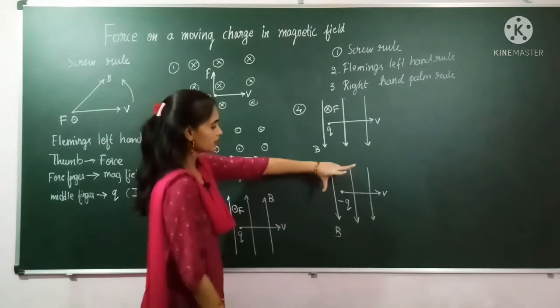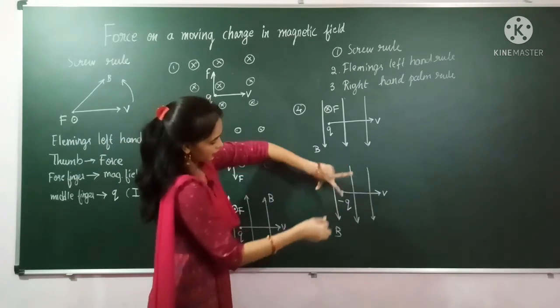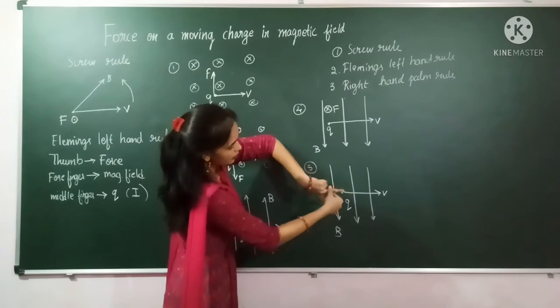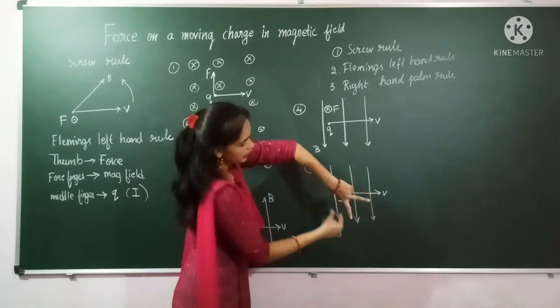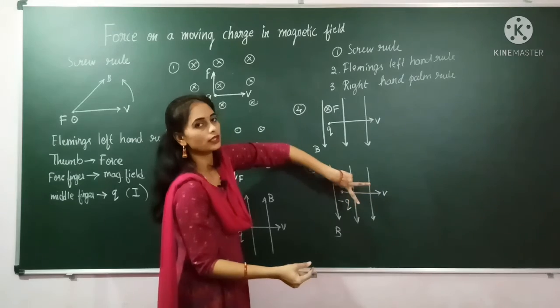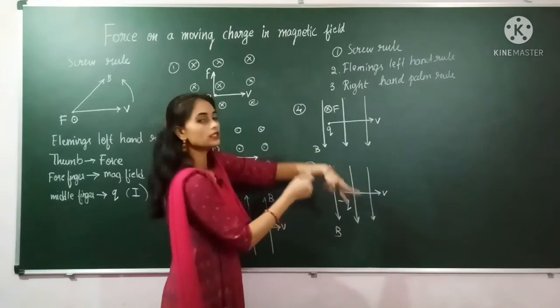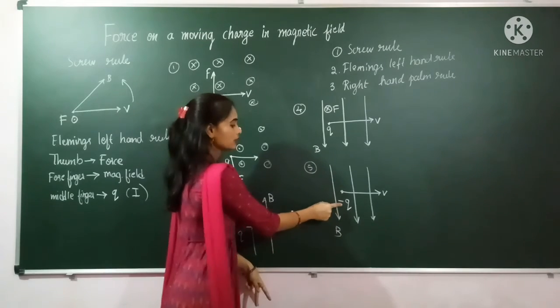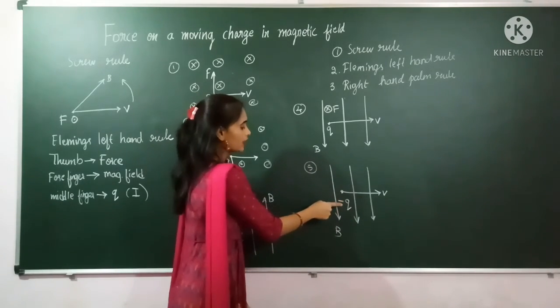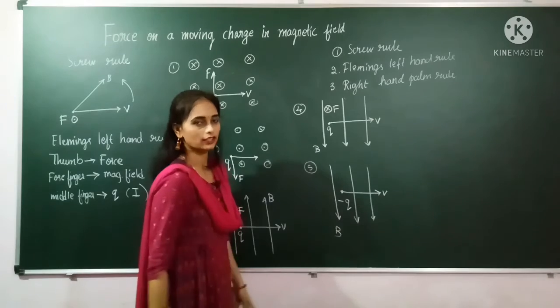Now how to apply: this is the direction of magnetic field, this is the direction of velocity, and the thumb is pointing inward. But what you have to take? You have to take the force as outward, because here you have taken the negative charge. So when you take a negative charge, you have to reverse the direction.